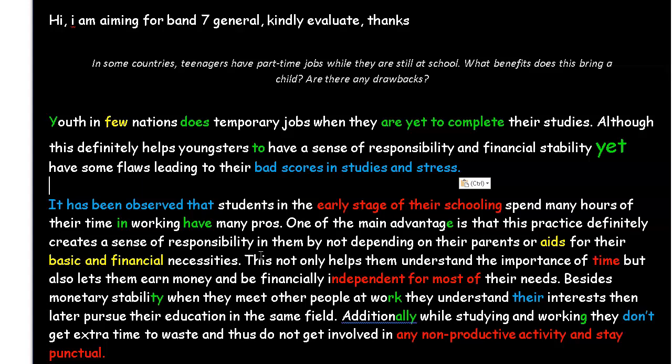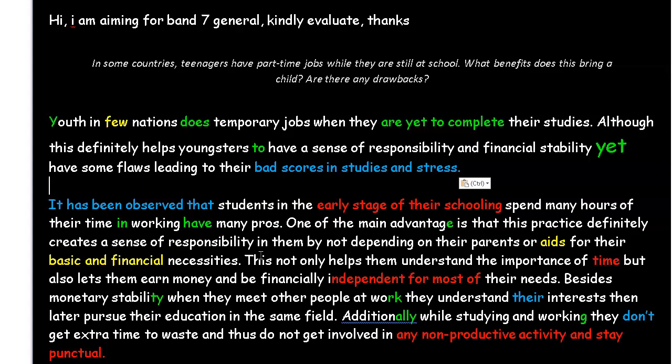In the early stage of their schooling, now that's a time clause, just like tomorrow. It's telling us when it happens, and it's at the beginning of a sentence, so it needs a comma. Spend many hours of their time in working, have many pros. Okay, that's incoherent. We don't need the in, time working, and have, what? It has been observed, and then you say, students, oh, this is your opinion. Oh, God. Very confusing sentence. Spend many hours. You got opinions inside of opinions.